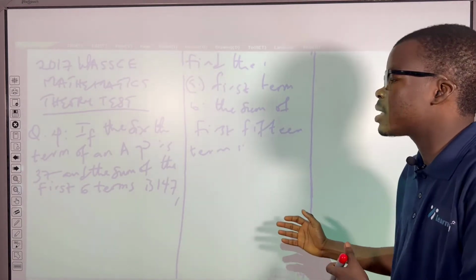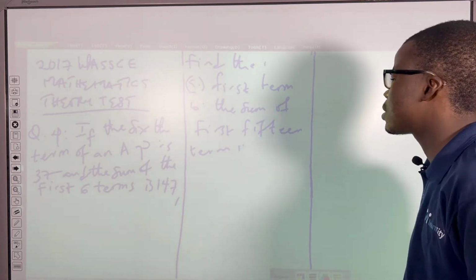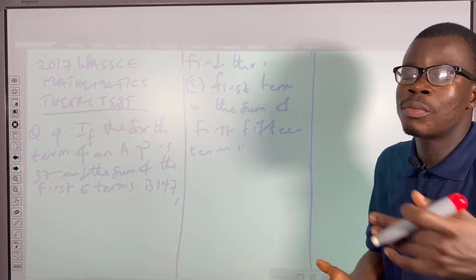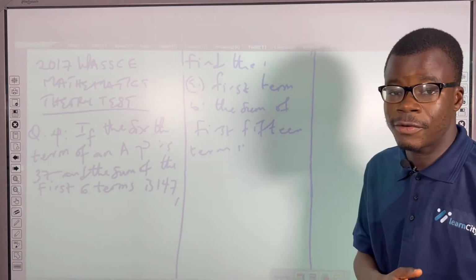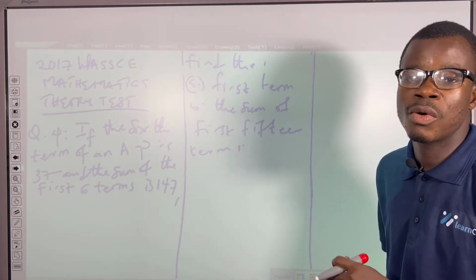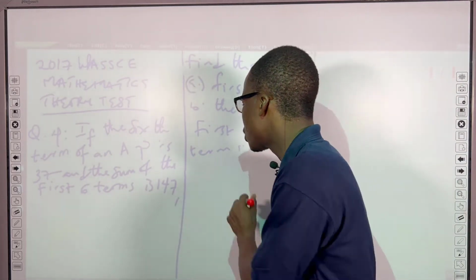The first term in this case is our a, and the next question says we should find the sum of the first 15 terms. That's the sum of the nth term. That's the formula. If you still remember, our formula is n over 2 open bracket 2a plus open bracket n minus 1 close bracket d. Solution.